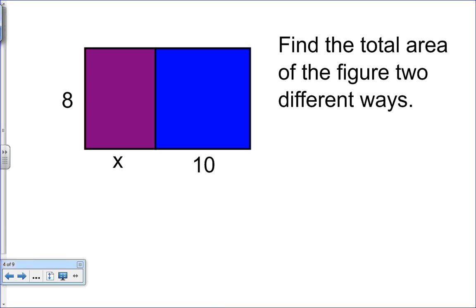All right, here is what I want to look at. Find the total area, not just the area of each one, the total area of this whole big rectangle using two different ways. All right, go ahead. You can pause it if you want. You can try to figure it out on a piece of paper. Try to find the total area using two different ways.